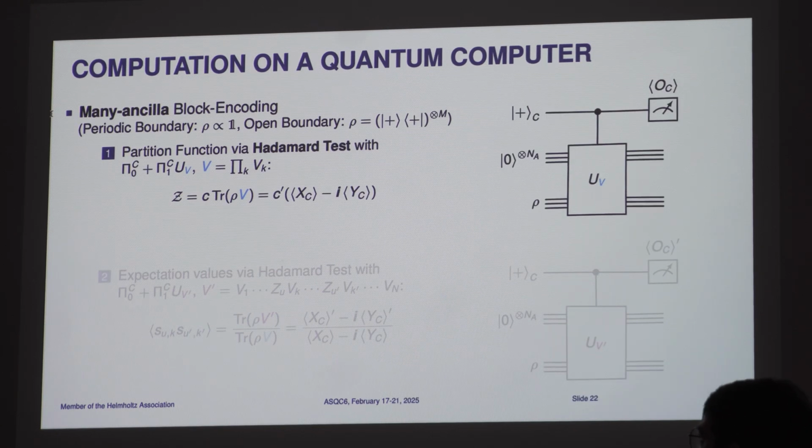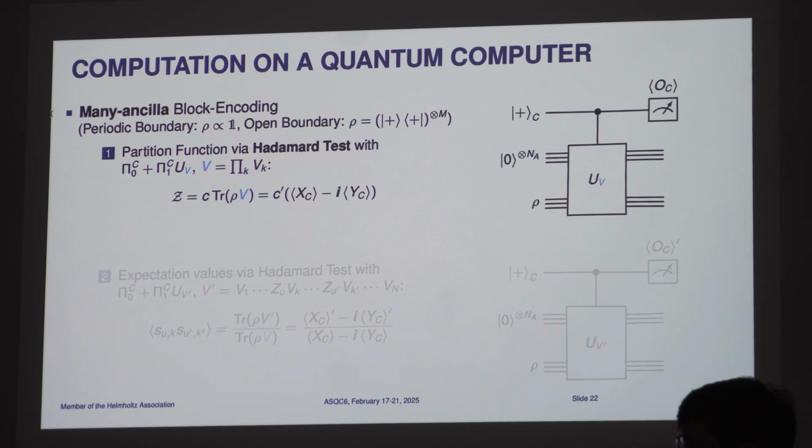So now that we have these implementations, how can we actually compute things? In principle, this is very easy. The only thing that we need to do, since we are only interested in computing traces with respect to an initial state, is to consider, for instance, for periodic boundary conditions, the maximally mixed state, and for open boundary conditions, also the plus state, so instead a pure state.